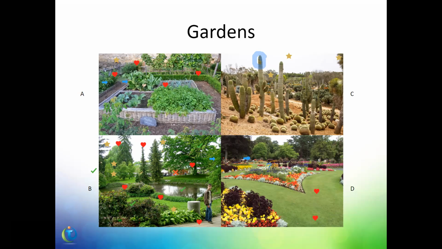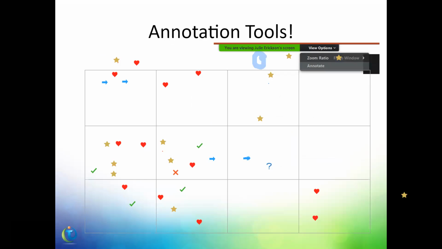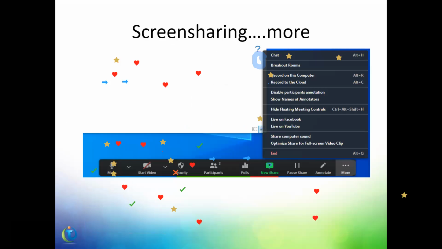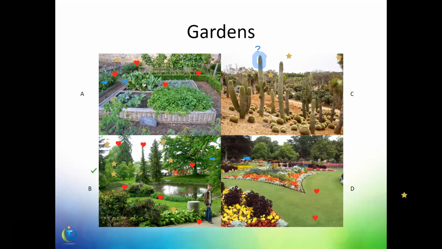Nope. Okay. Let's see. I'm going to quickly take us back a couple of slides and then bring us back. You haven't lost anything. So you should see a you are viewing Julie Erickson's screen at the top of your screen. And then there's view options and you should get the annotate after that. Do you see that? Yes, you may have to hover. Yes. Awesome. Okay, good. Thanks, Rosalie.